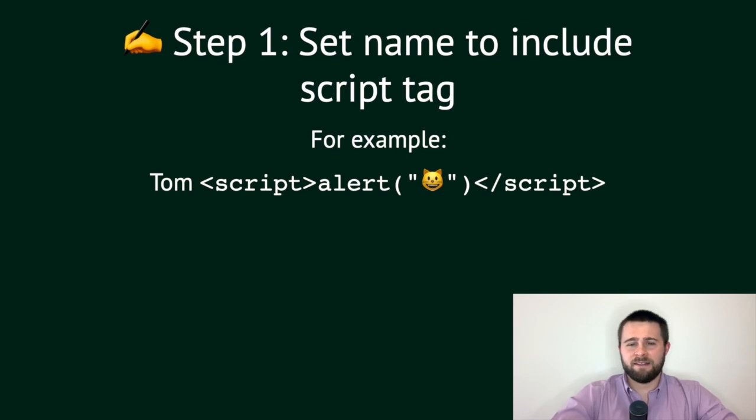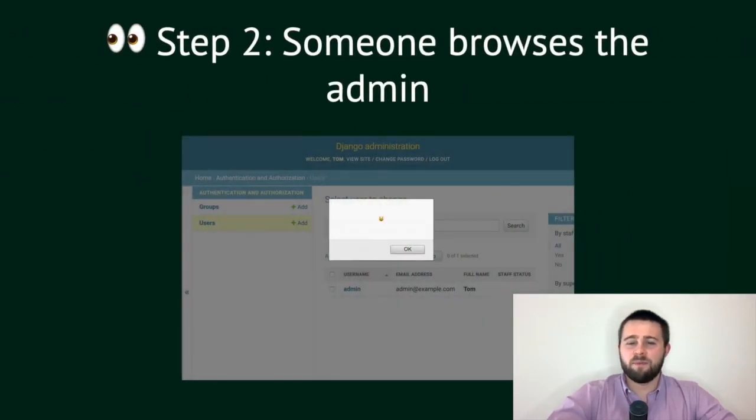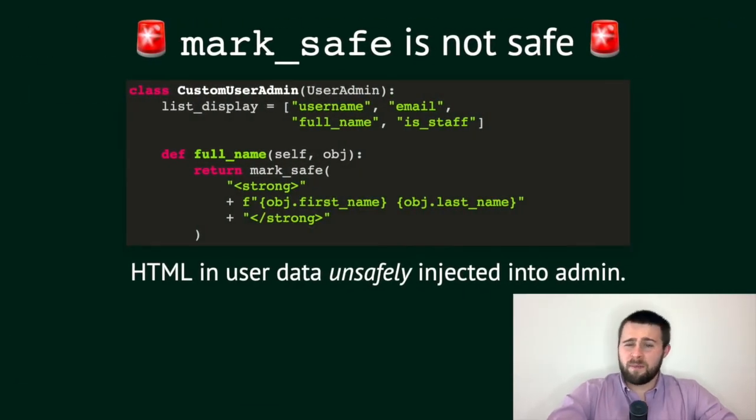Then he just needed to wait. Whenever a staff member would browse the admin, his cat emoji face would appear, and we would get complaints. What was the problem here? Well, the main problem was within our custom admin code. We'd use this mark safe function, which is decidedly not safe.